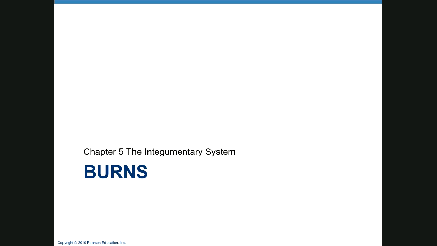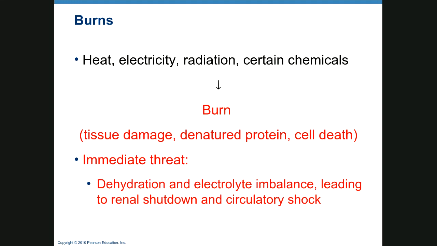Next thing talks about burns. And burns are tissue damage of the skin due to heat or chemicals. The danger with burns is that they damage the protective layer on the outside of our bodies, and that leaves us subject to dehydration, to losing electrolytes, which could lead to damage in the kidneys or blood pressure becoming very, very low.